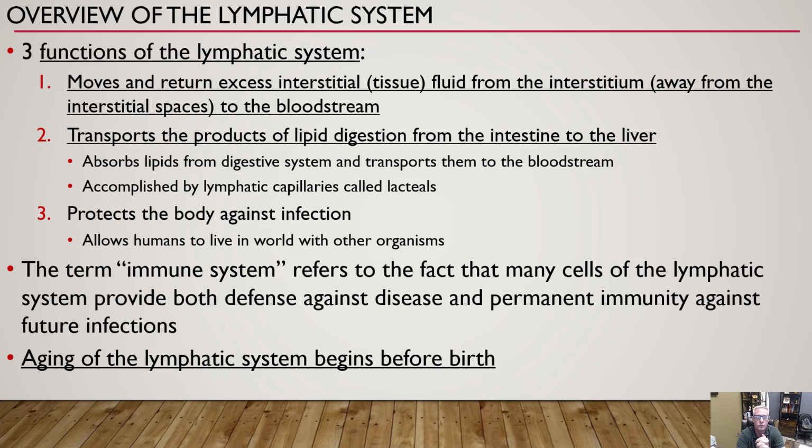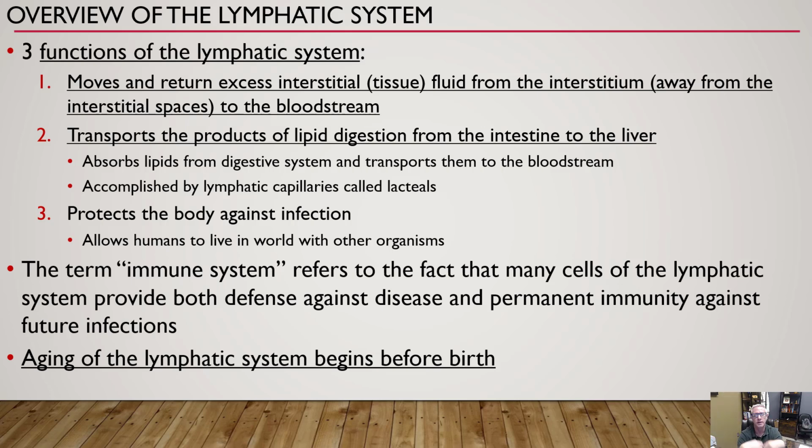The second thing that it will do is transport the products of lipid digestion from the intestine to the liver. So remember that lipids are fats, and fats and water don't mix. Remember the blood, when we break it down, there's 45% red blood cells, white blood cells, and platelets, and 55% of it is plasma, and of the 55%, 92% is water.